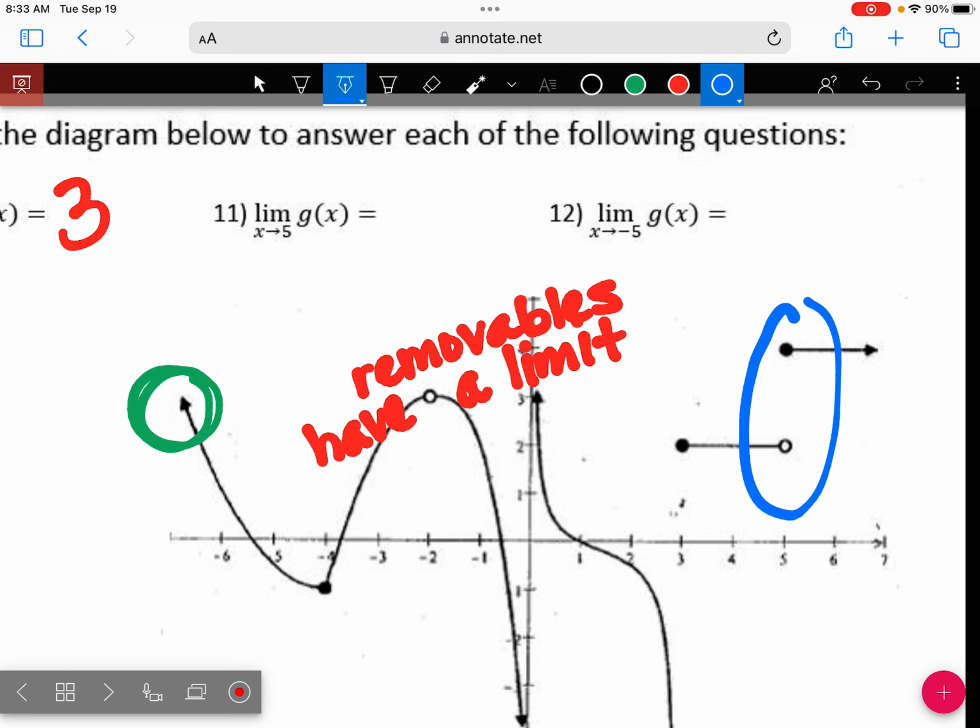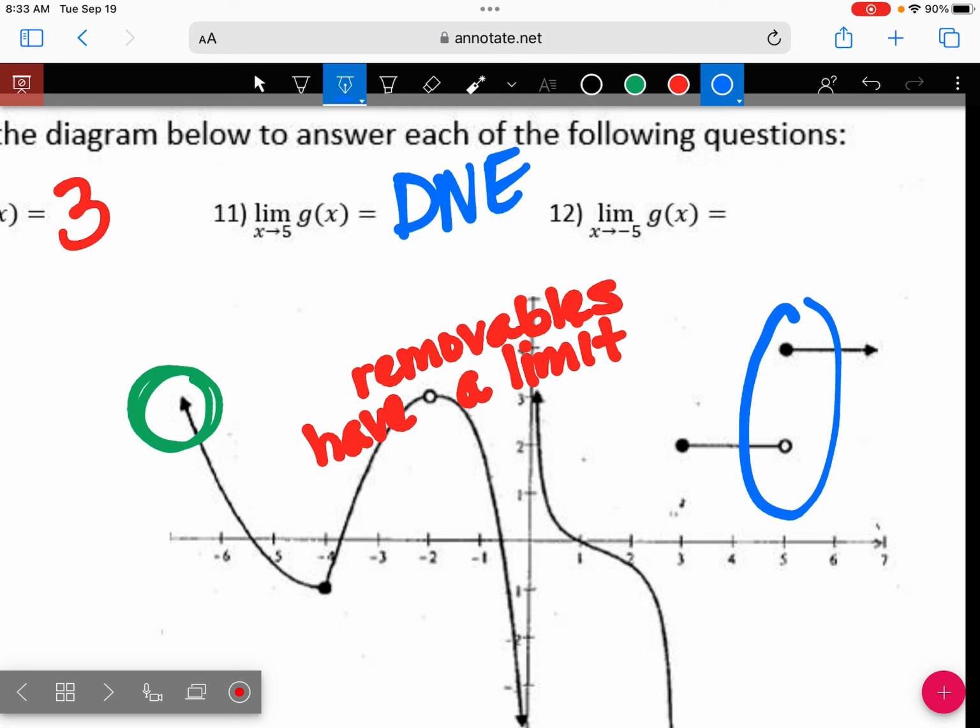All right, so number 11 at x equals 5. That's a jump. Jumps don't have a limit. So that is D and E. The reason why they don't have a limit is because the left and the right are doing different things. The left side is approaching 2 and the right side approaches 4. So for 11, it would be D and E.